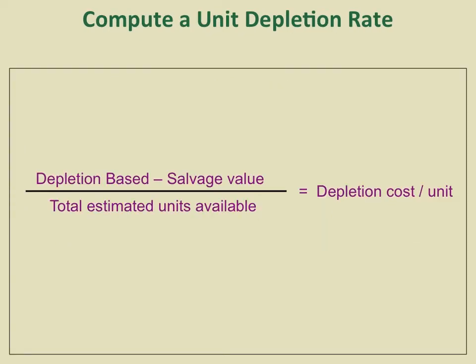The second step is to compute a unit depletion rate. Here's the formula. We're going to first use the depletion base we just calculated from the first step minus the estimated salvage value, divided by the total estimated units available. We get this depletion cost per unit.